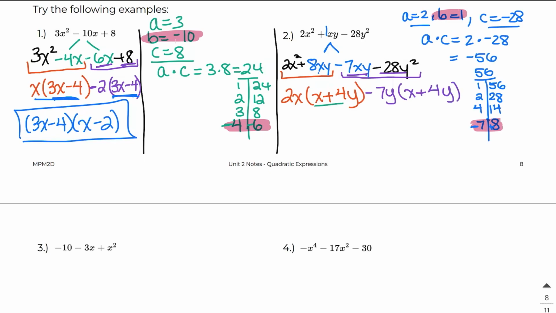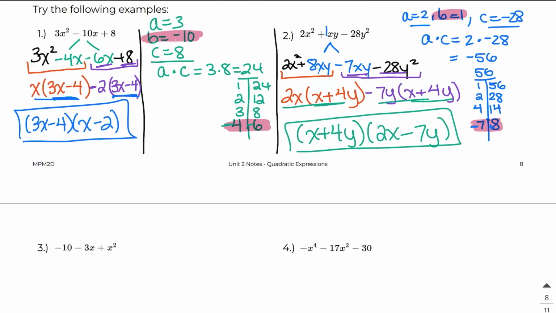And I can see there's an x plus 4y in common with both of these terms. So I can factor that out. When I factor it out of my first term, I have a 2x. When I factor it out of my second term, I have a minus 7y. And this is my final answer here.